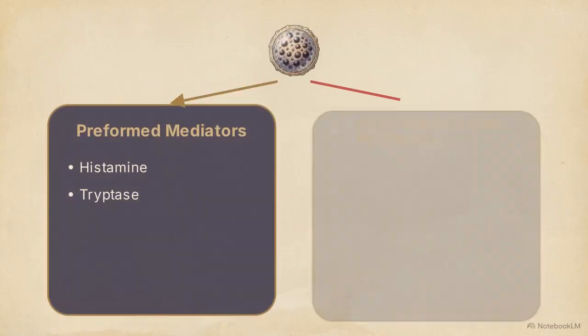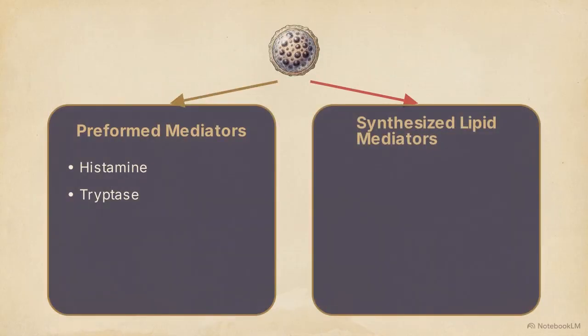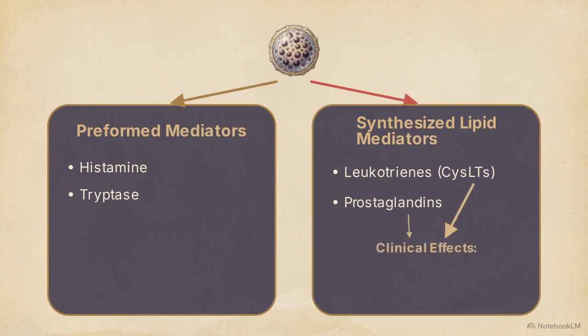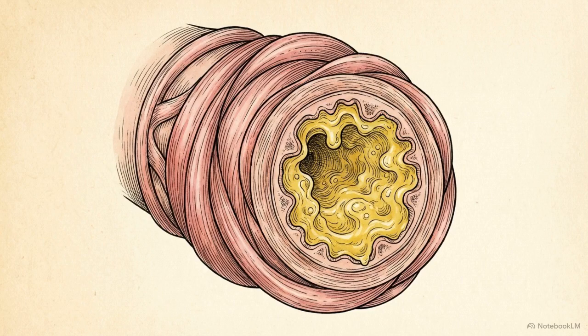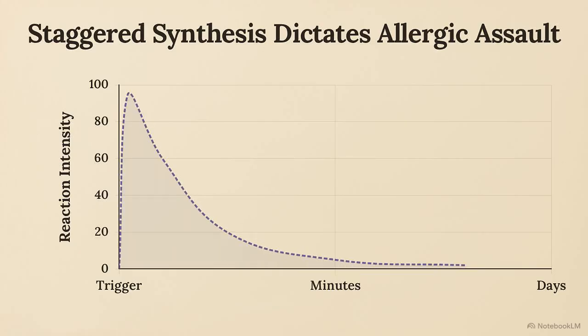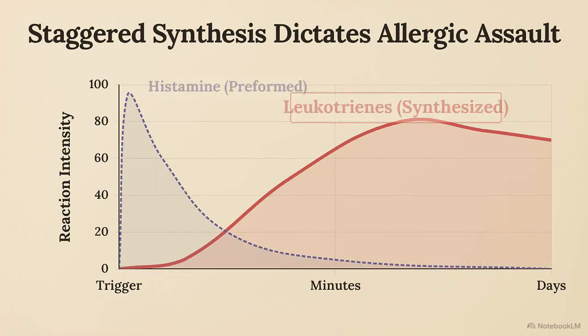The second category consists of newly synthesized lipid mediators. As the right side of the matrix shows, the mast cell must manufacture these lipid mediators, leukotrienes and prostaglandins, from scratch upon activation. Because they are built on demand, their physiological effects peak later and last significantly longer. Leukotrienes directly cause sustained bronchoconstriction, a tightening of the airways, and prolonged vascular leak. These are the primary drivers of chronic asthma symptoms. An allergic reaction is a staggered chemical assault, dictated directly by the varying synthesis times of these specific chemical mediators.